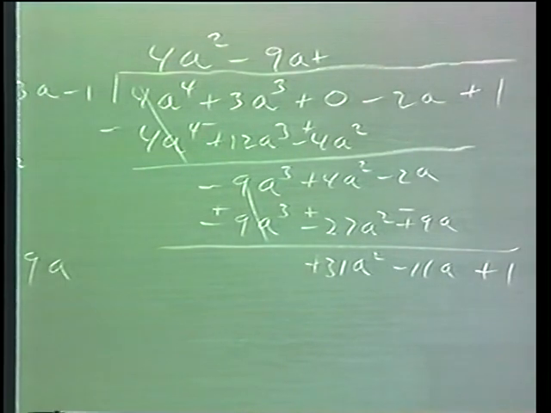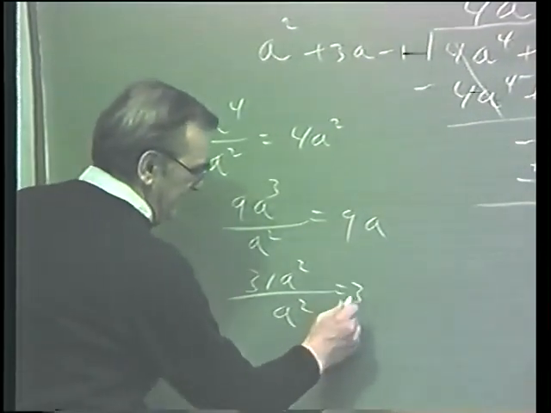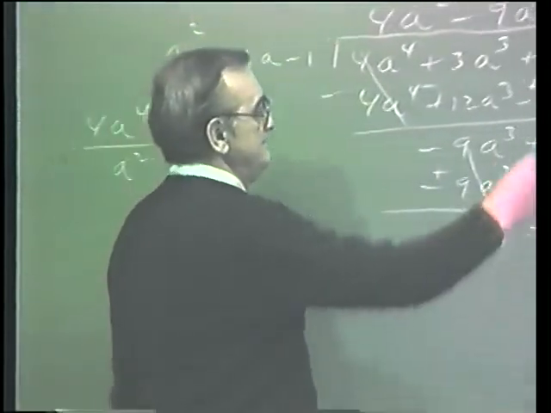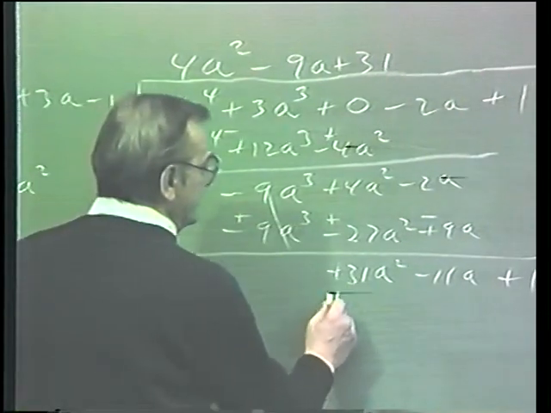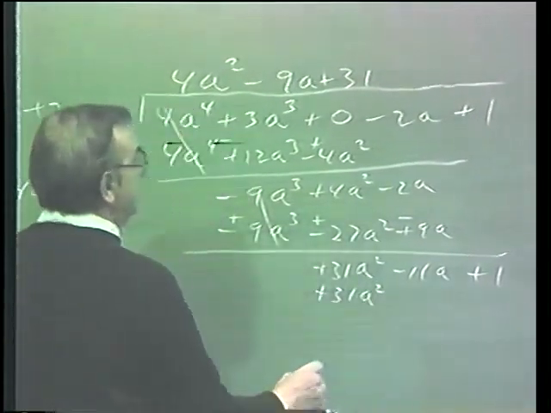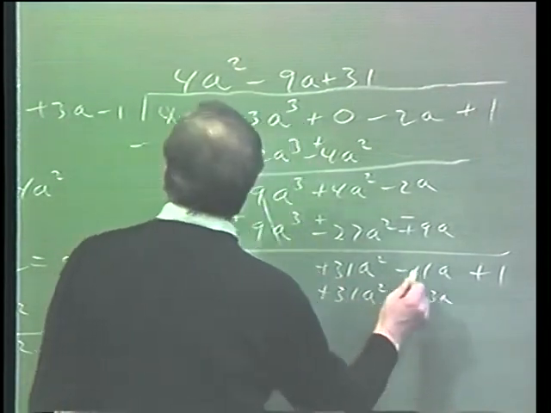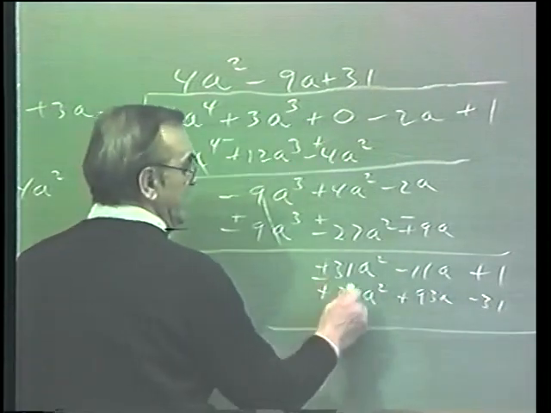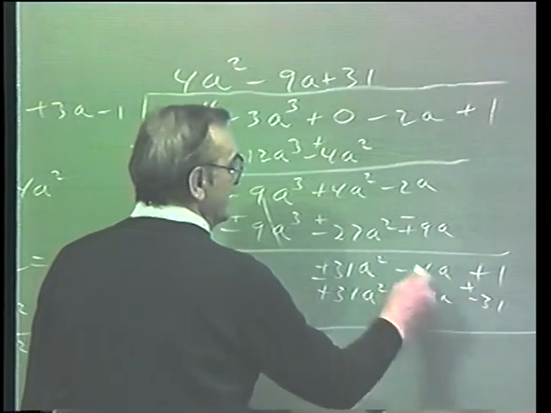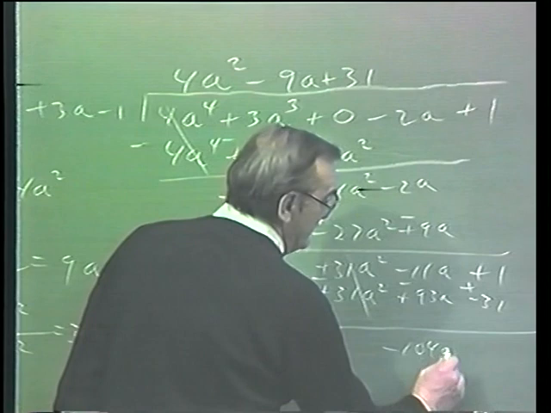Again, first term of our dividend, 31a squared, divided by the first term of our divisor, which is a squared. That gives us 31. We're going to multiply each term over there by 31. If we do that correctly, we get 31a squared. We get a positive 93a. We get a negative 31. We subtract. They go up. We have a negative 11a and a negative 93a is a negative 104a.